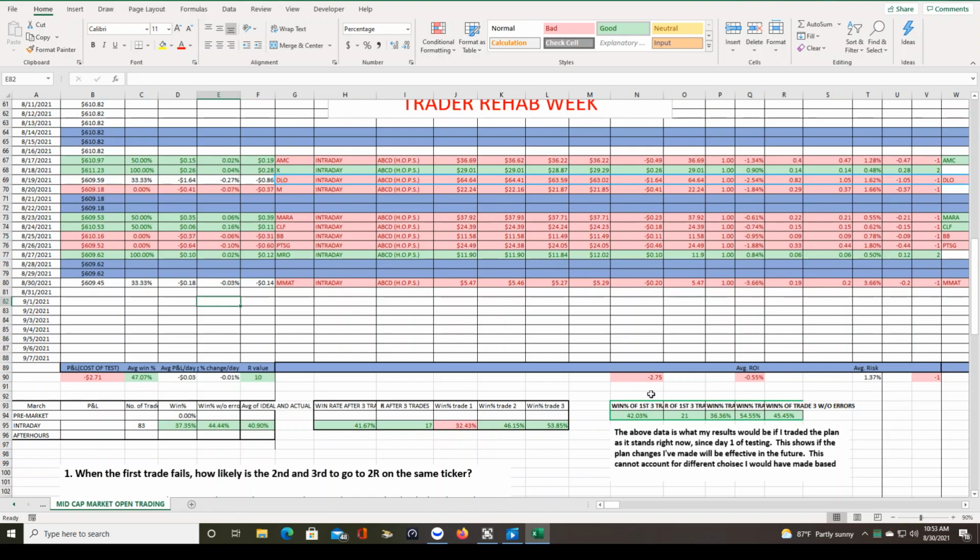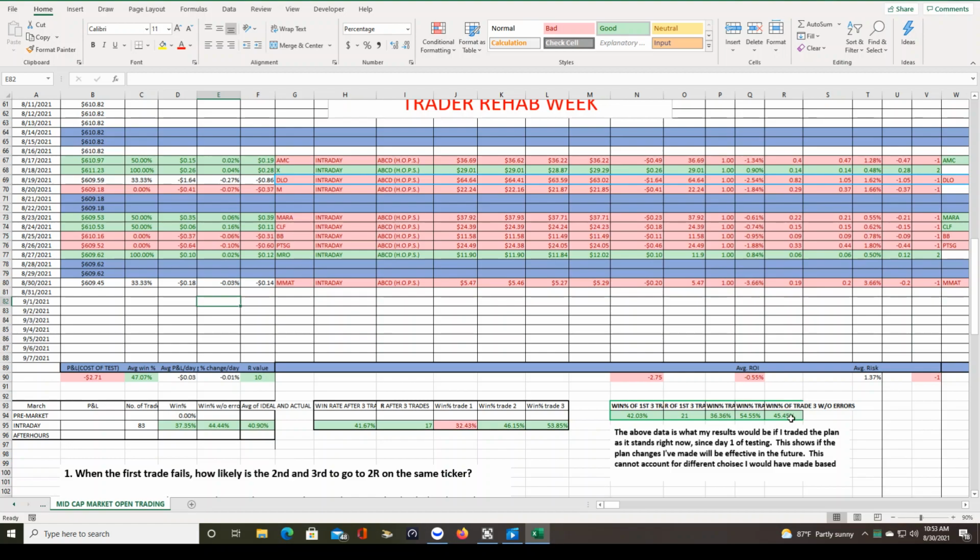And this data over here is if I remove those trades that were taken in error or that no longer meet my current plan. So this is kind of like, well, what if I was trading the current plan from the beginning? The results would be closer to here. So you can see the win rate of the first trade is profitable. Then the win rate of the second trade is here. And the third trade is actually a little bit lower win rate.